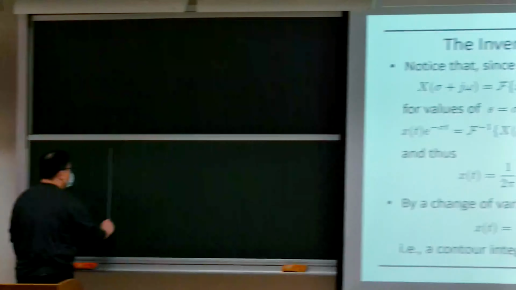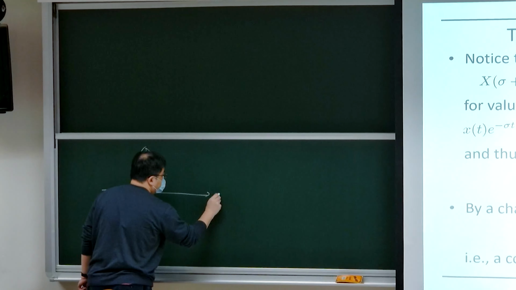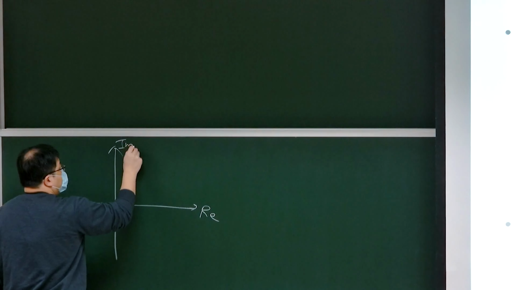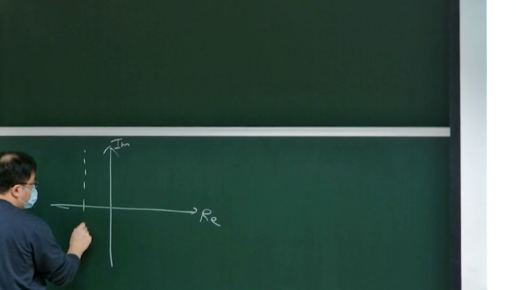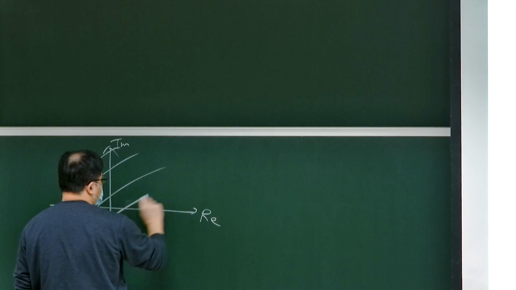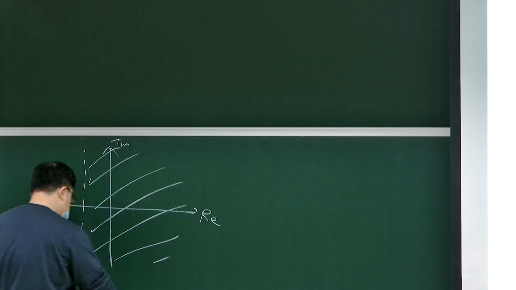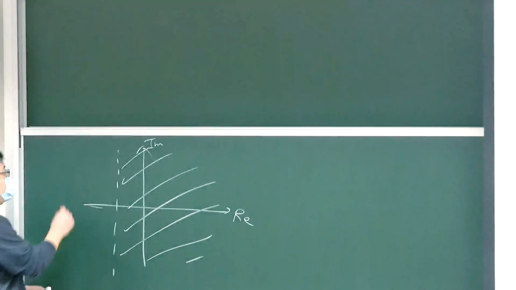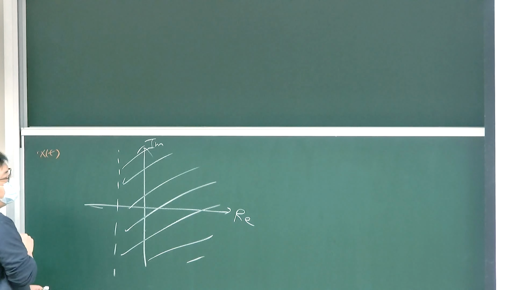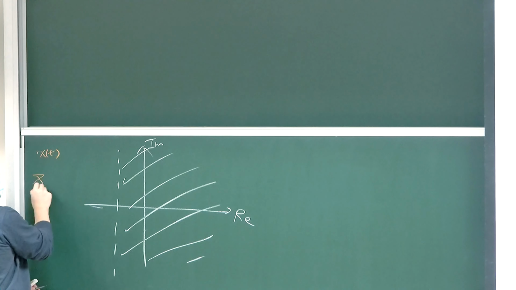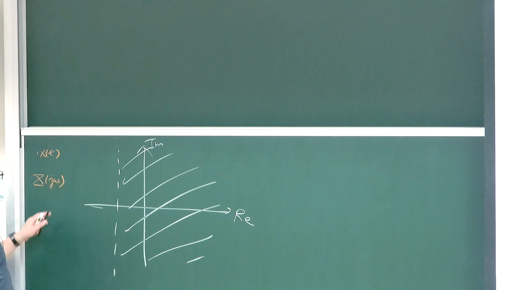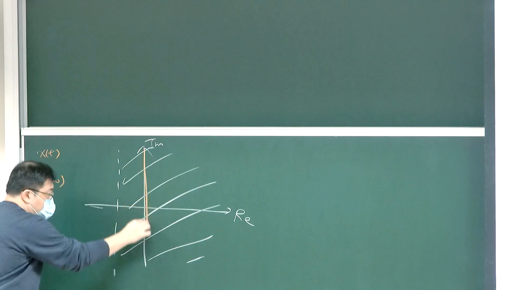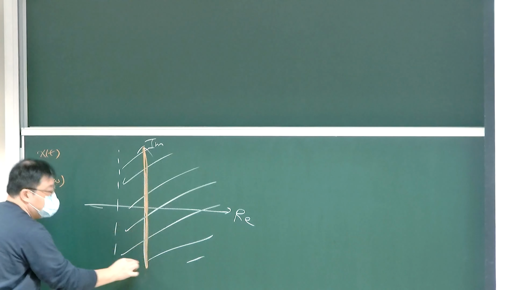So suppose that we have a region of convergence that looks something like this. Okay? So if you perform a Fourier transform, you're mapping your signal x of t to a function x of j omega, which is defined on this imaginary axis.